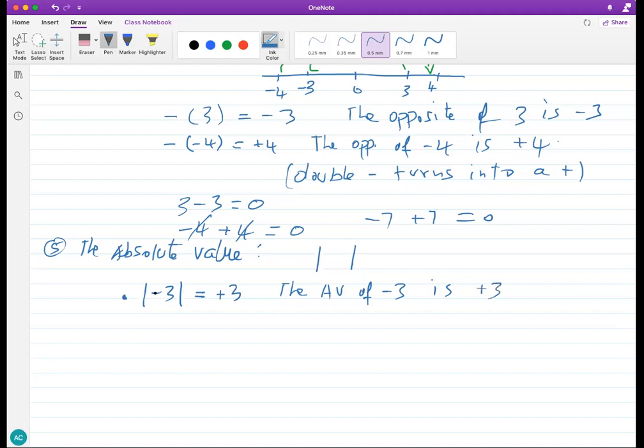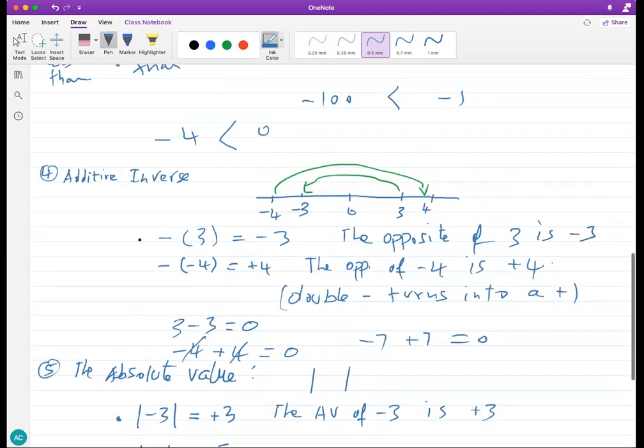And what if the number here is already positive? What do you think the absolute value of the number would be? Let's say we had 5 here. What is the absolute value of 5? In this case, it's already positive, so that stays positive, because it's already positive. It does not reverse the sign every time. Only when it's negative does it turn positive. If it's positive, it remains positive.